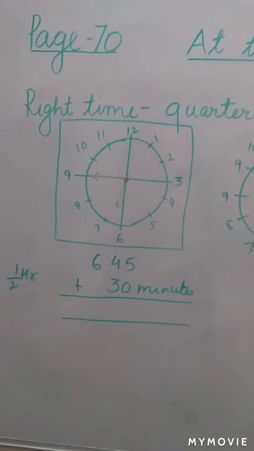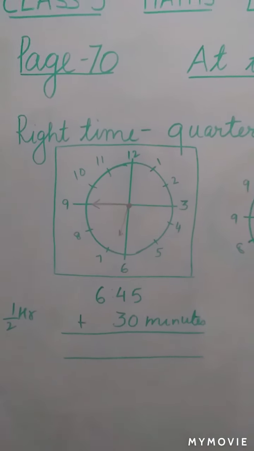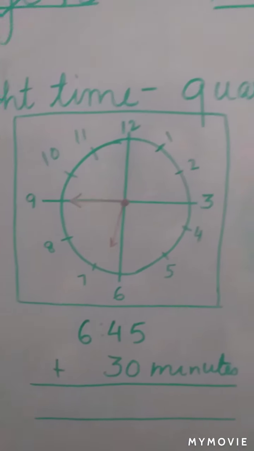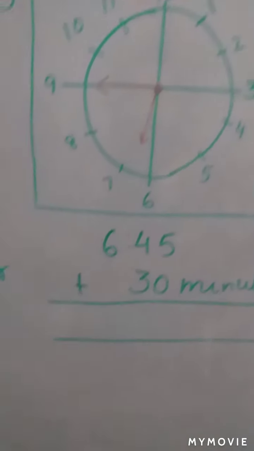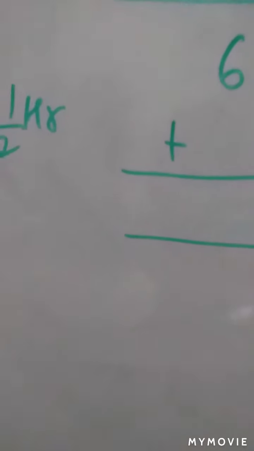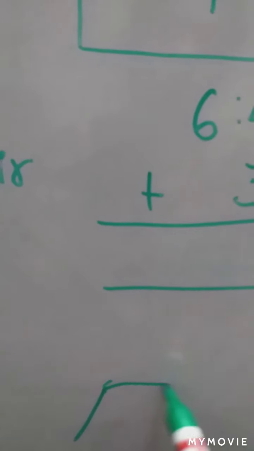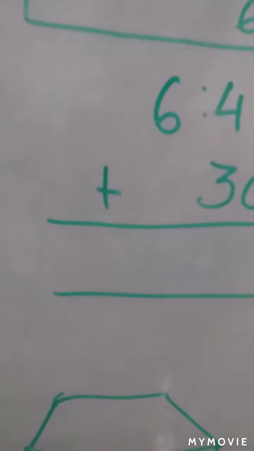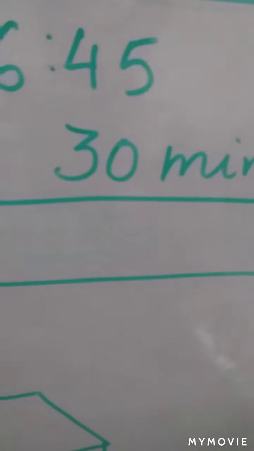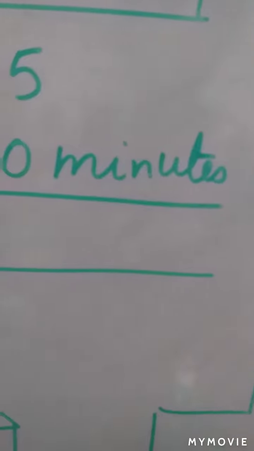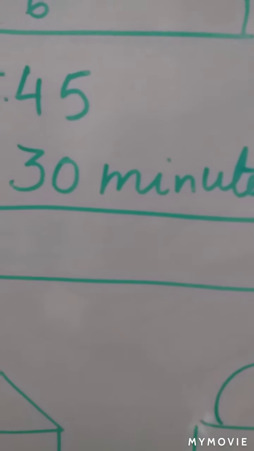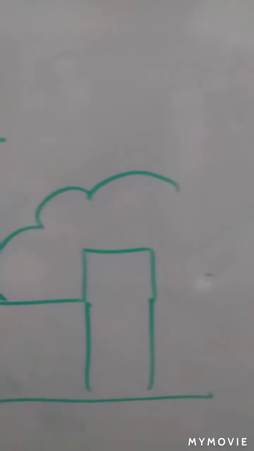When a train is late, it means that it is going to take more time to reach the station. Suppose here is the station. This is the station, and this is the train. I am making a train here. Suppose this is the train.